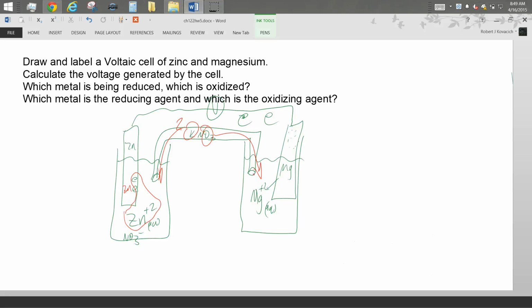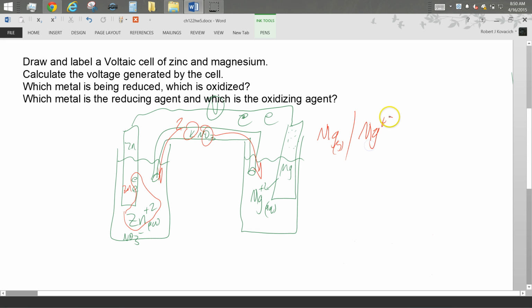I didn't ask for it, but what's the shorthand cell notation for this? What do we start off with? Mg is a solid. I had this magnesium metal, and this magnesium metal turns into magnesium ion that's aqueous. And then what happened?